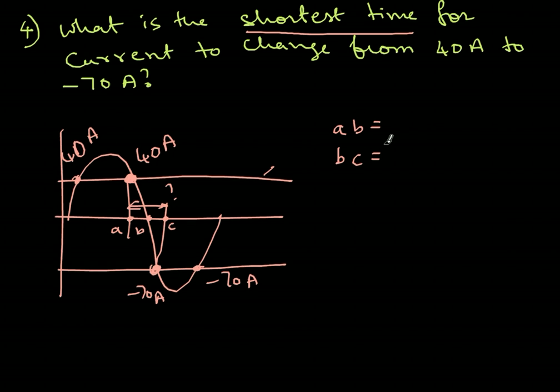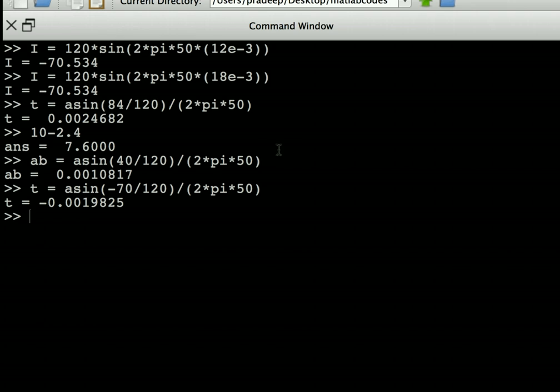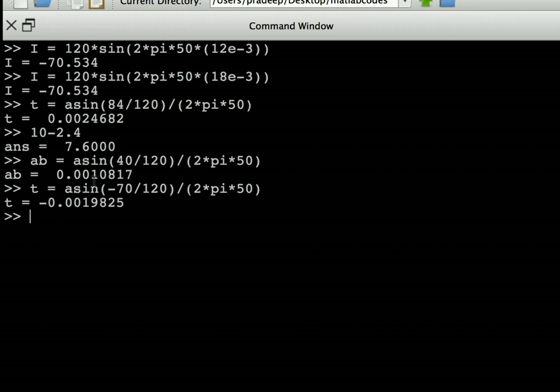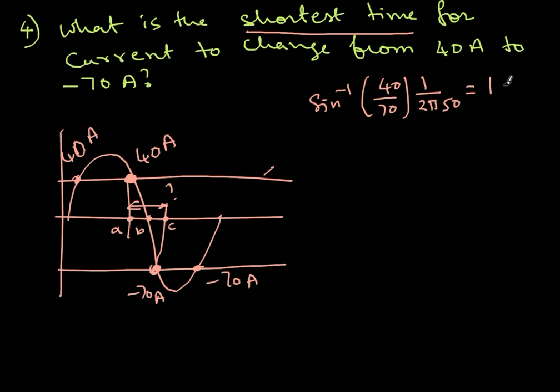So when I do sine inverse 40 by 70 into 1 by 2 pi into 50, I am getting 1.08 milliseconds. So I'll just round it off to 1 millisecond.